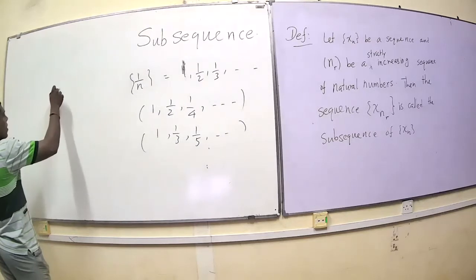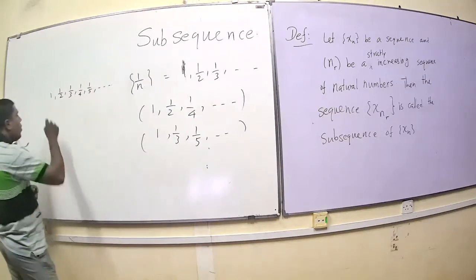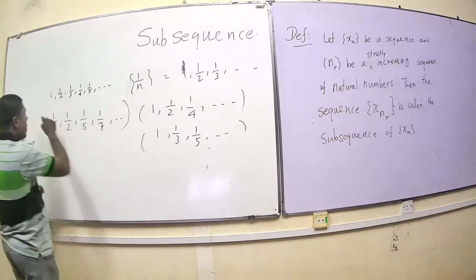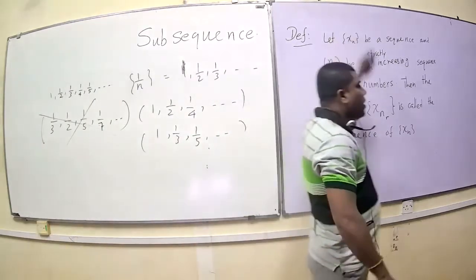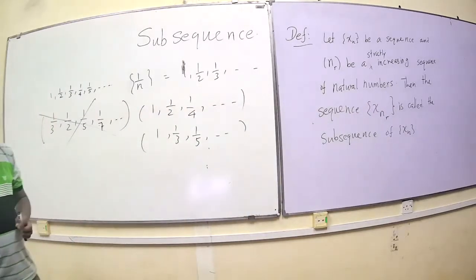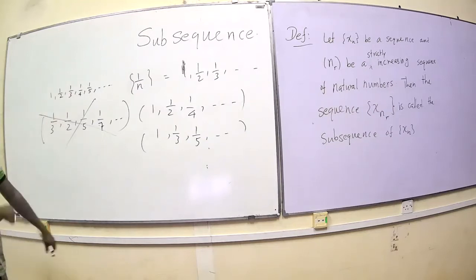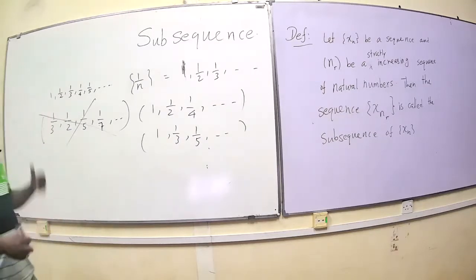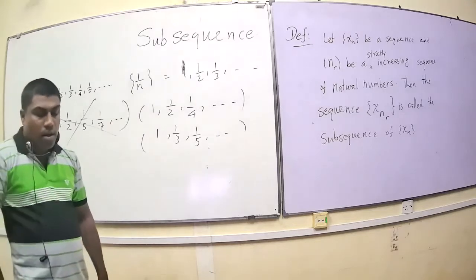If you have a sequence like 1/2, 1/3, 1/4, 1/5, and so on, you cannot say 1/3, 1/2, then 1/5, then 1/7 is a subsequence. That cannot be a subsequence, because the order in which the values are placed in the sequence should be the same in the subsequence as well. You cannot just change the order and pick arbitrary values and then make a subsequence. So you have to make sure that the order is the same as in the original sequence.